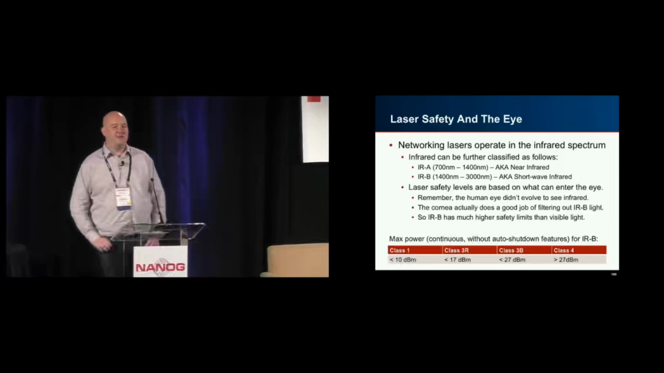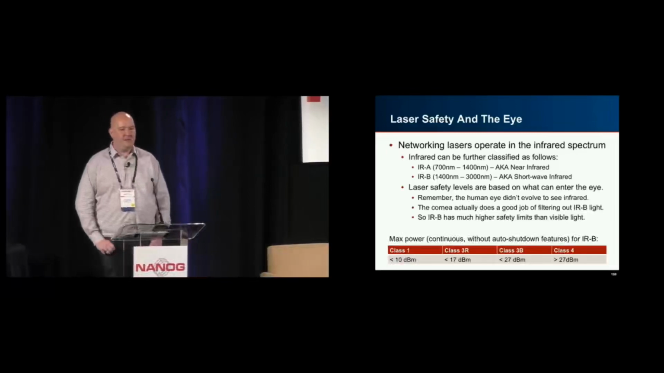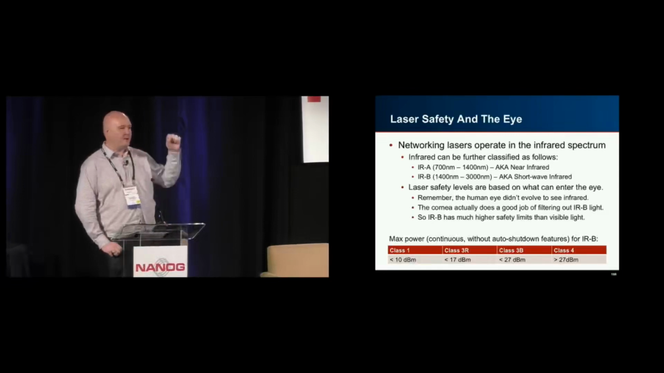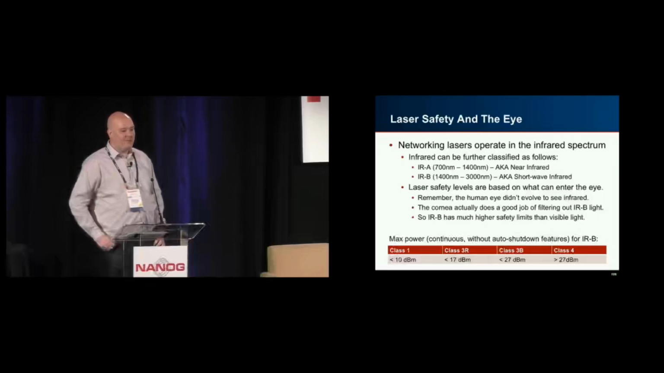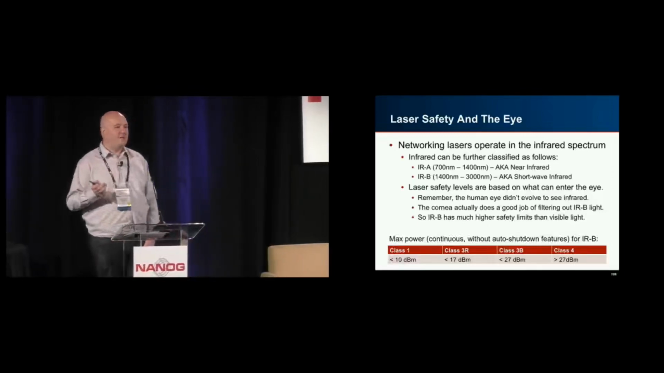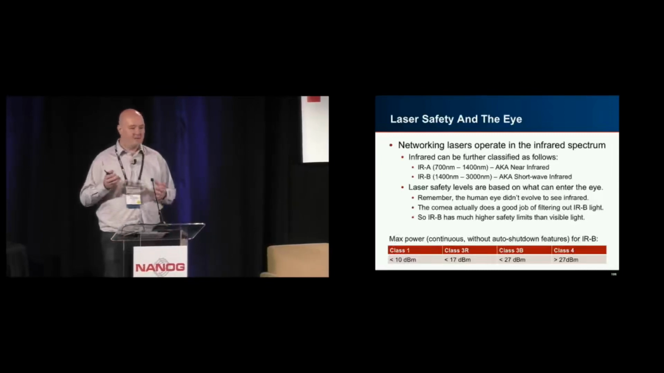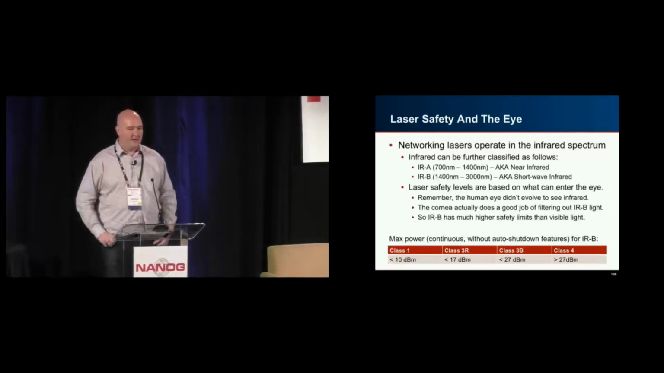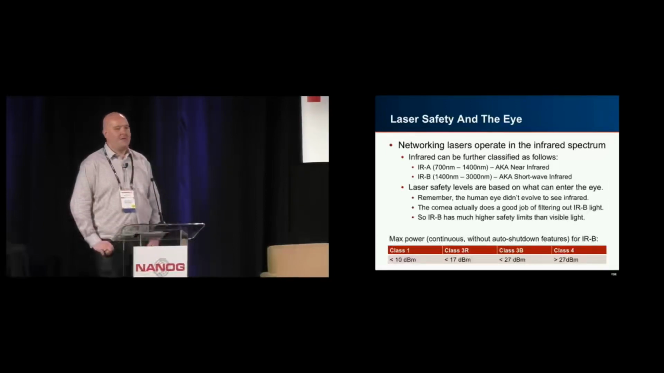And because the human eye didn't evolve to see infrared, your cornea actually does a really good job of filtering out IRB. So you might think that, oh, it's a high-powered laser and it's a really long-reach system, so I'm probably going to be at more risk from that, and you're actually at less risk than from a medium-reach application. So the maximum continuous power that can be transmitted without some kind of auto shutdown feature, for a 1550 nanometer IRB type signal, if you want to be in a class 1 laser, you've got to be below 10 dBm.